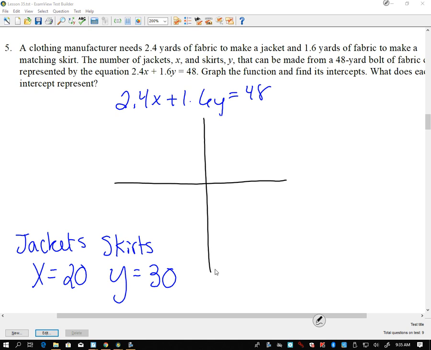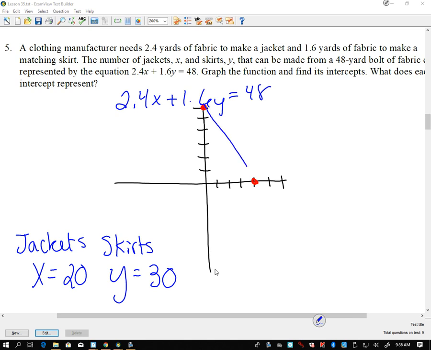So let's say we do this by 5s. 5, 10, 15, 20, 25, 30. Okay? So where do I want to put this on the y-axis? What's my y-intercept? 30. So 5, 10, 15, 20, 25, 30. My x-intercept is where? 20. 5, 10, 15, 20. Okay, we're going to connect.